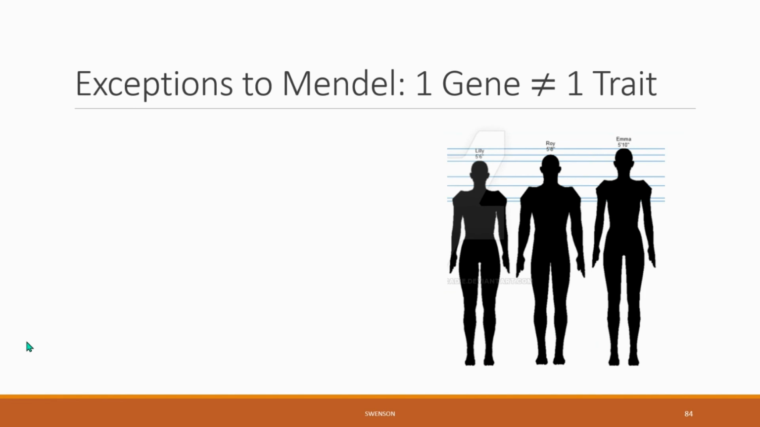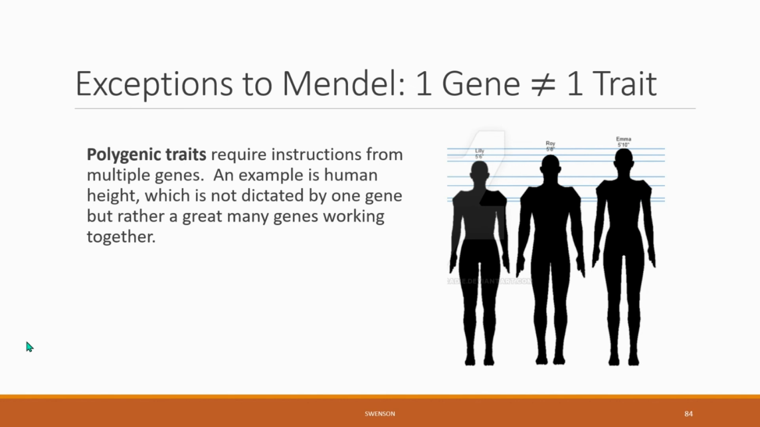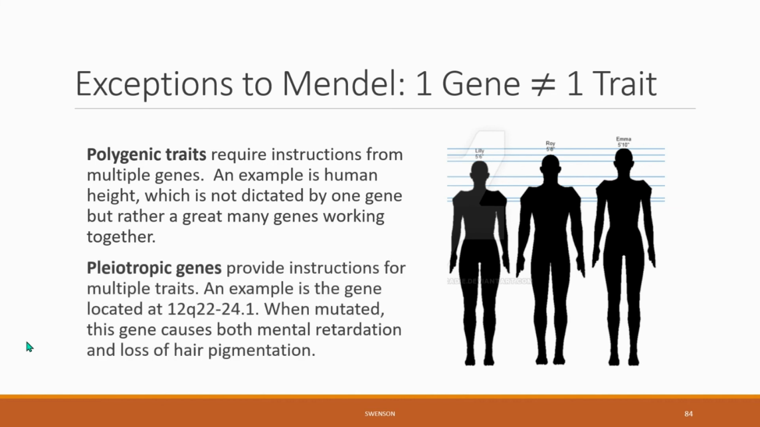The next exception are polygenic traits, meaning many genes that coordinate for one phenotype. So these phenotypes require instructions from multiple genes. An example is human height, which is not indicated by one gene, but rather a great many genes working together. Pleiotropic genes provide instructions for multiple traits. An example is the gene located at 12q22 through 24.1. When mutated, this gene causes both mental retardation and loss of hair pigmentation.